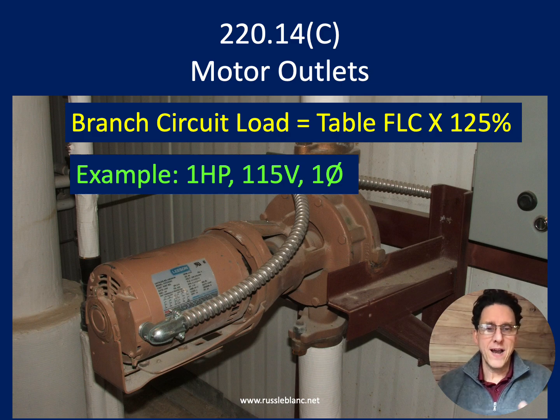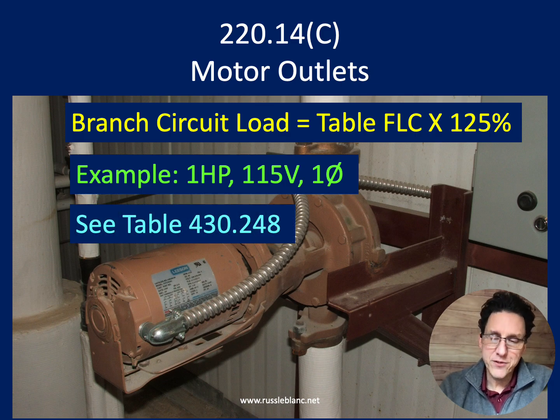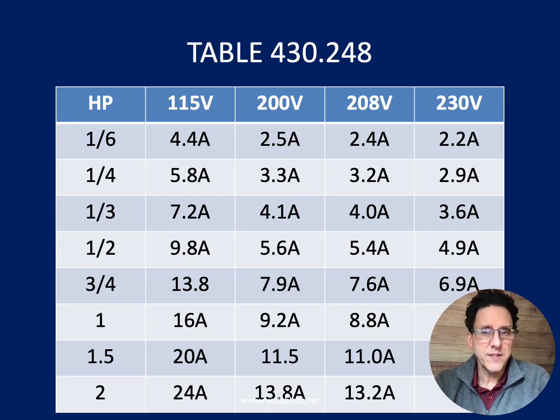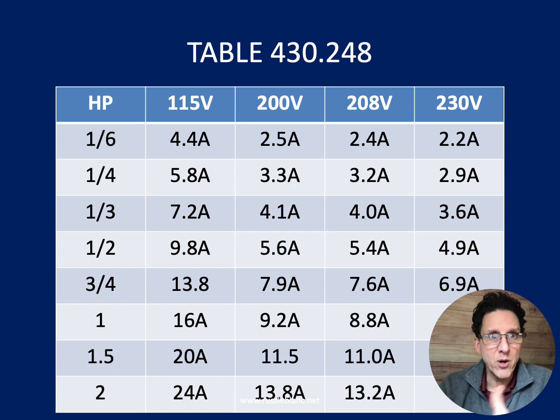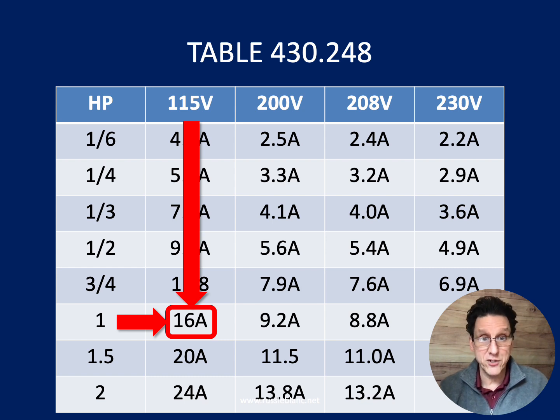So for example, if I tell you this is a 1 horsepower, 115 volt, single phase motor, we would have to look this motor up in Table 430.248, all right? That's the table for single phase AC motors. So if we take a look at that table, and this is obviously my version of the table, we have to find that 1 horsepower motor at 115 volts. And that 115 volts is the nameplate rating. That's not a system voltage, right? So there it is, 16 amps. That's the number we use to calculate the branch circuit load.